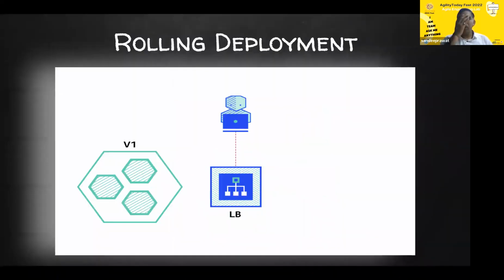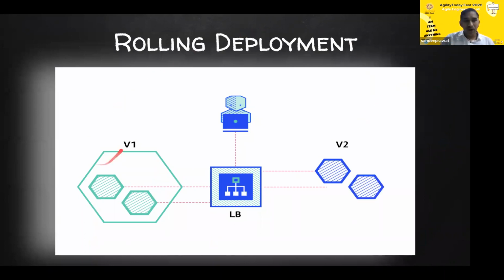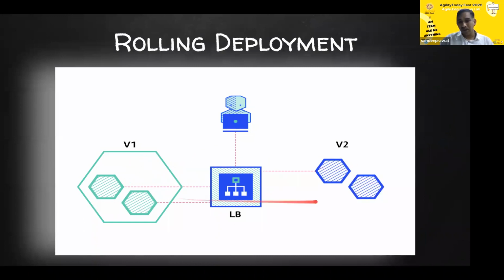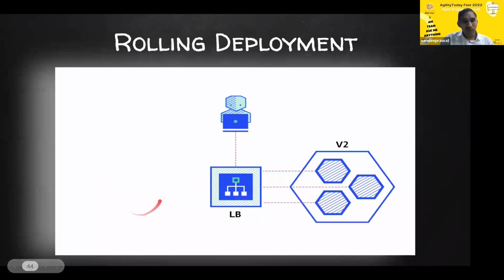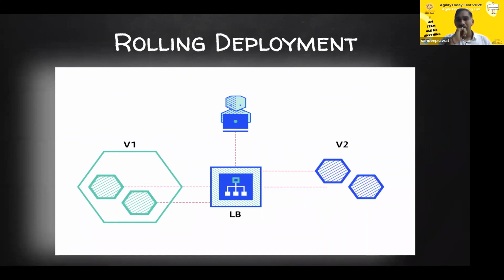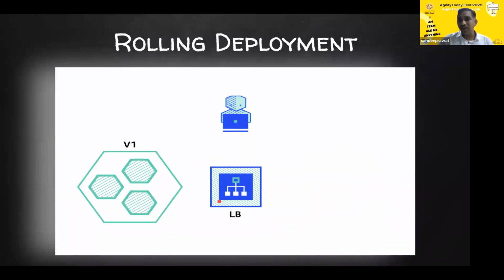Now let's talk about rolling deployment. In rolling deployment, what happens? Let's say you have version 1. As its name suggests, it will roll. It will create a new server, remove one server, create a new server, remove one server, create another server, and remove the previous setup. This is better than recreate deployment, because you are doing it in a rolling fashion, a ramped up fashion, a gradual fashion.